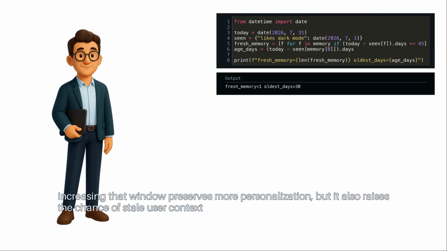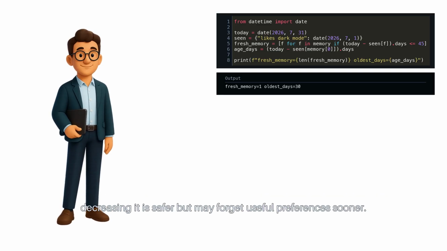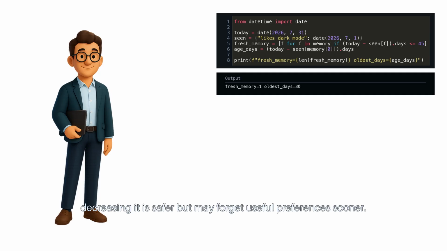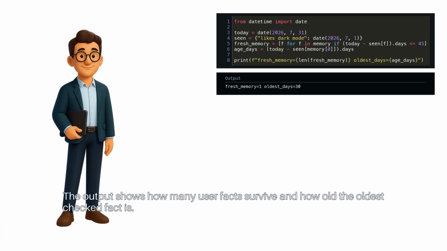Increasing that window preserves more personalization, but it also raises the chance of stale user context. Decreasing it is safer, but may forget useful preferences sooner. The output shows how many user facts survive and how old the oldest checked fact is.